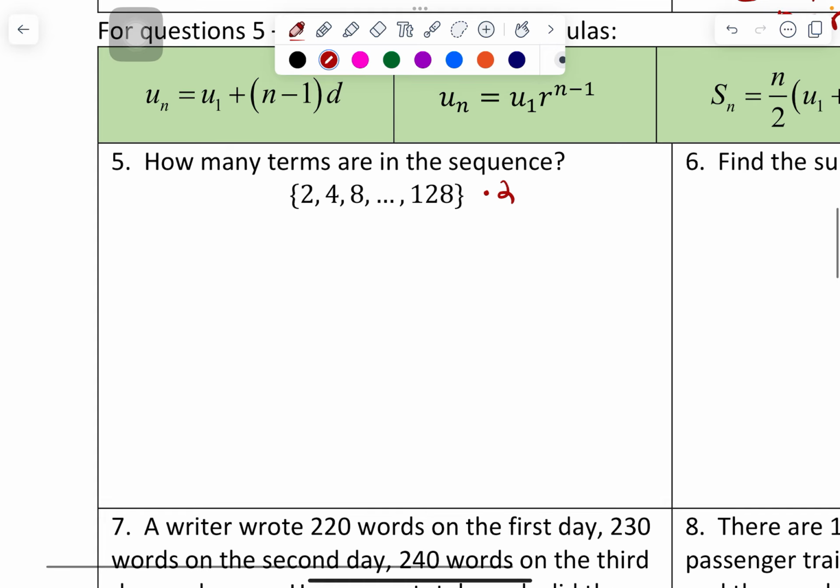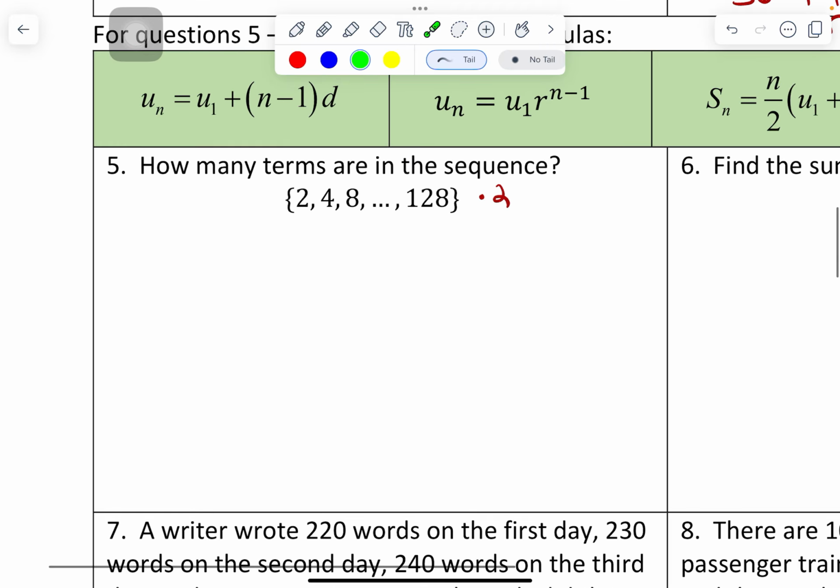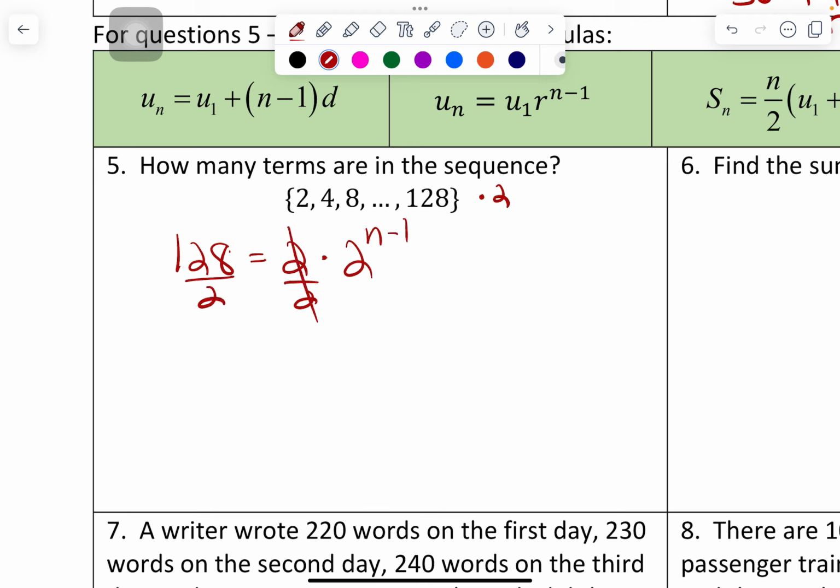How many terms are in the sequence? Well, we're going to use this formula. So the last term in the sequence, 128, is equal to the first term times r to the n minus 1. So if I divide both sides by 2, 2 to the n minus 1, what is that, 64?